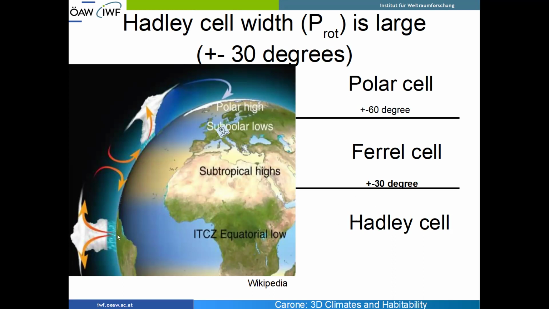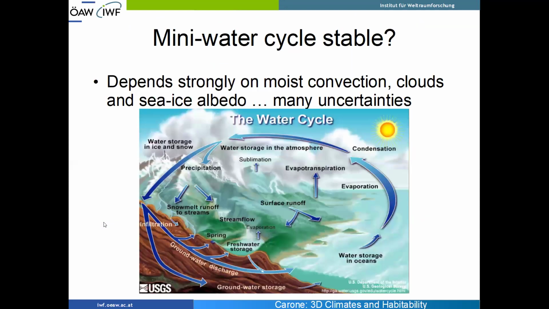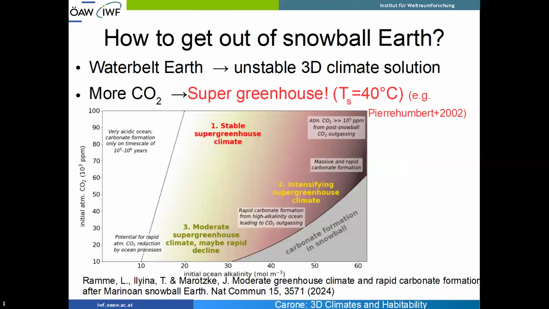So you have to basically maintain a mini water cycle in this relatively narrow region, which is embedded in a larger circulation cycle. And that is pretty difficult to achieve in a 3D climate state. However, there are many uncertainties involved, depending on how you actually move stuff up and down, what the albedo of the sea ice is doing, and how the cloud formation works.